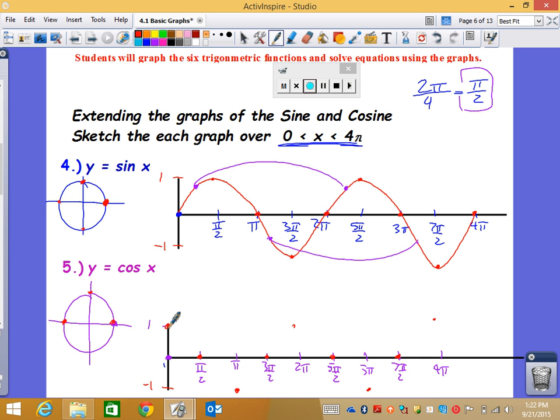Again, I'm going to connect these with a smooth curve. And you notice the same thing that I noticed with sine of x. If I were to pick 2 points that are 1 period away from each other, so I could pick right there and right there, they are a distance of 2 pi away from each other.